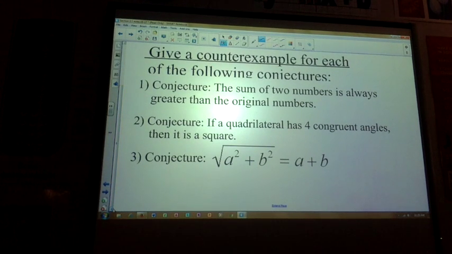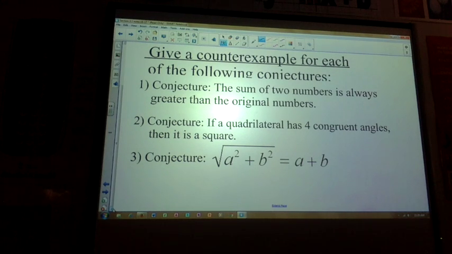Conjecture: the sum of two numbers is always greater than the original numbers. What's a counterexample? The sum of two numbers. What kind of numbers? Numbers. So if I add 2 and 3 together, that's greater than the original. Yes? Well, what happens if negative? I go -2 plus -3, I get -5. Is that a counterexample? So, can we say the sum of two numbers is always greater than the original numbers? No. Just thinking of a simple case of two negative numbers being added together, or a negative number and a positive number. That could happen too.